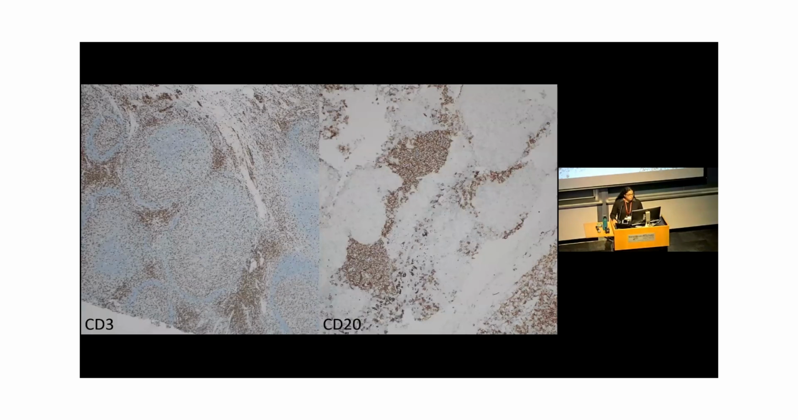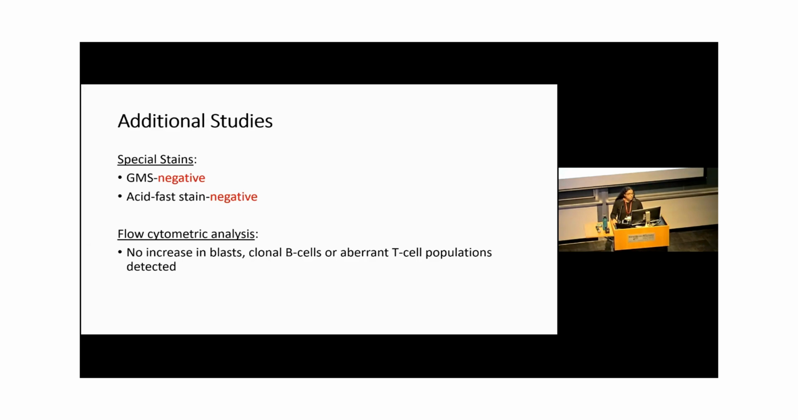Immunohistochemical studies with appropriate controls were performed for CD3 and CD20. On the left, we have CD3, which shows mixed T cells present in the interfollicular areas. And on the right side, we have the CD20 stain, which shows B cells located in the follicle. Additional studies were performed. GMS was negative for fungal organisms. Acid-fast stain was negative for acid-fast bacilli.